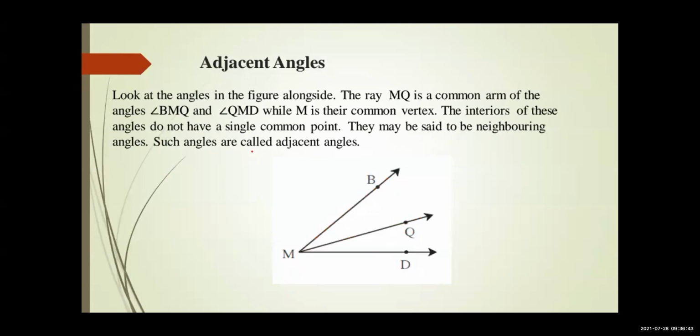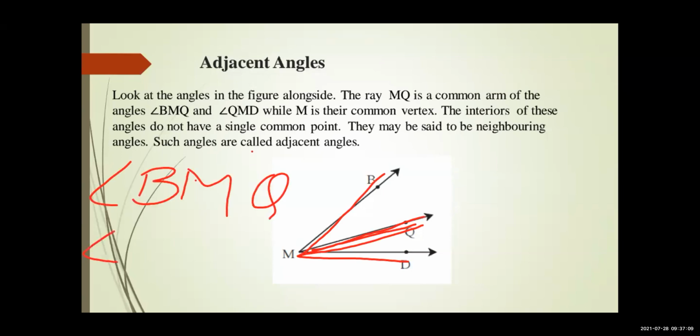Common means that arm comes in both angles. Which arm is that? That is MQ. MQ is our common arm. That is one ray which is common, and it is coming in two angles: BMQ and QMD. See here, angle BMQ, angle QMD. Now what is common? MQ. This is the common arm.